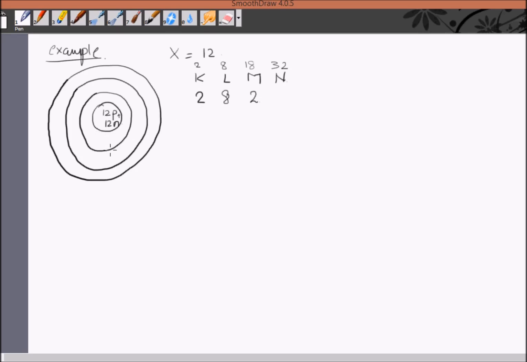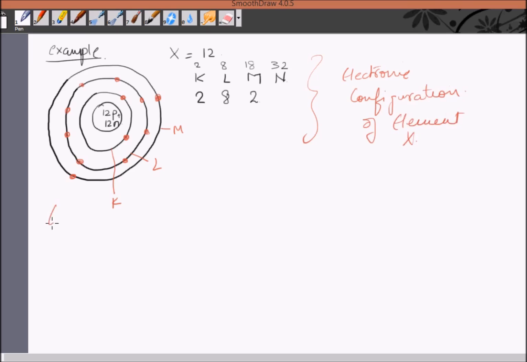So let's put this into the diagram. This is my K, this is L, and this is M. So let's put 2 electrons to K, then 8 electrons into L shell, and the rest 2 into M. So this is the electronic configuration of element X. So now we conclude the whole topic.